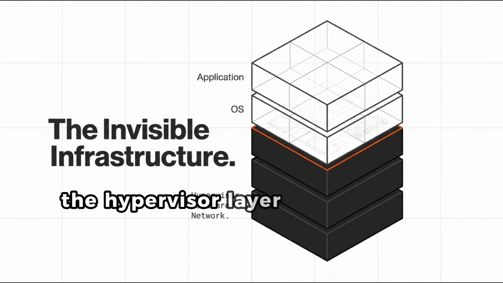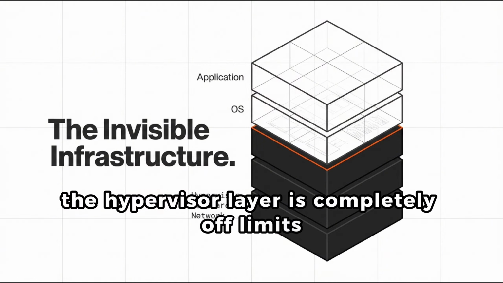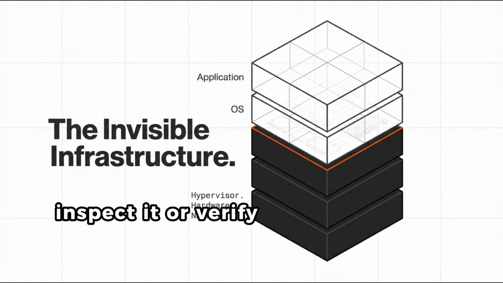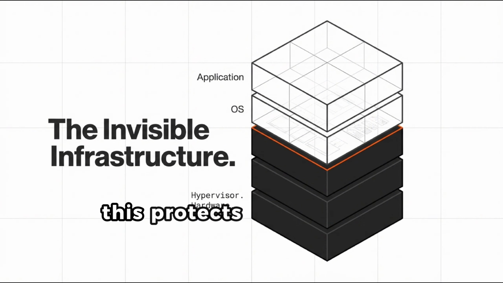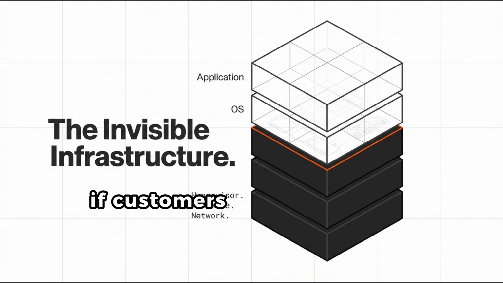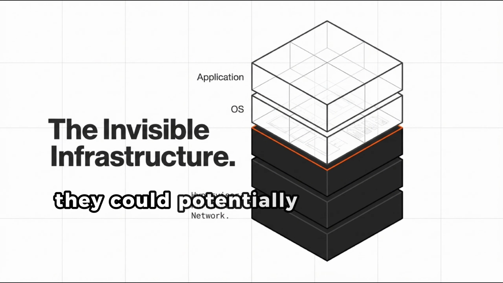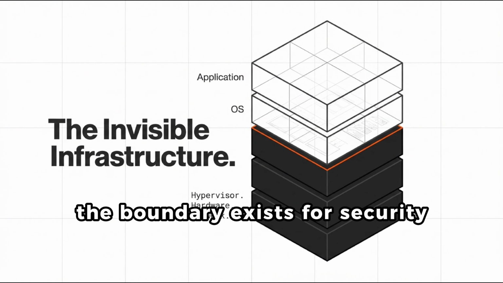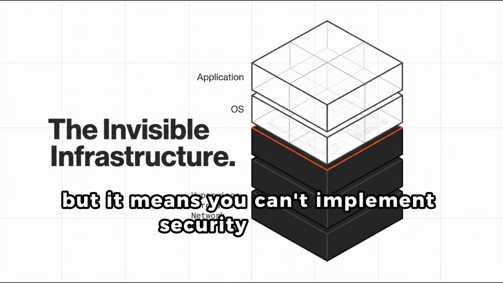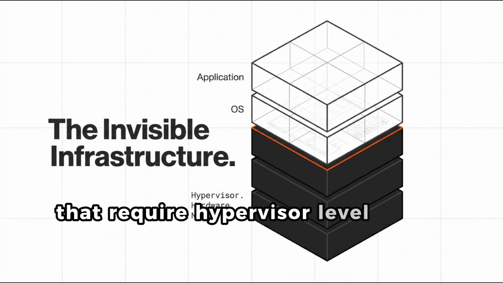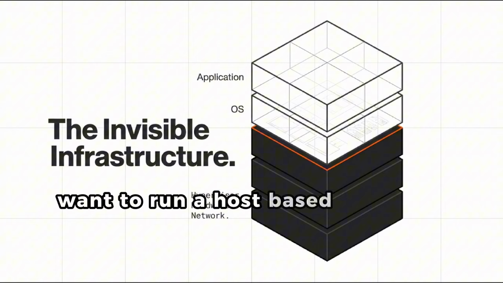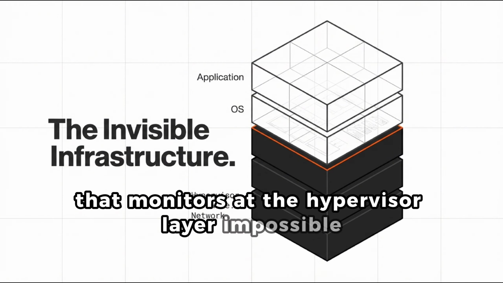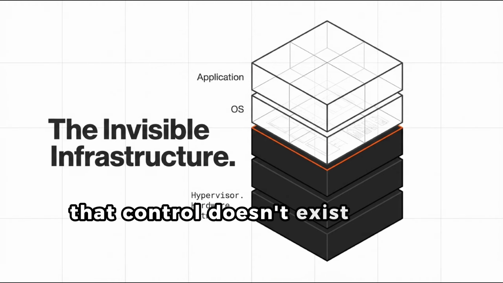The hypervisor layer is completely off limits. You can't access it, modify it, inspect it, or verify its configuration. This protects multi-tenancy. If customers could touch the hypervisor, they could potentially access other customers' VMs. The boundary exists for security, but it means you can't implement security controls that require hypervisor-level access. Want to run a host-based intrusion detection system that monitors at the hypervisor layer? Impossible. That control doesn't exist for you.